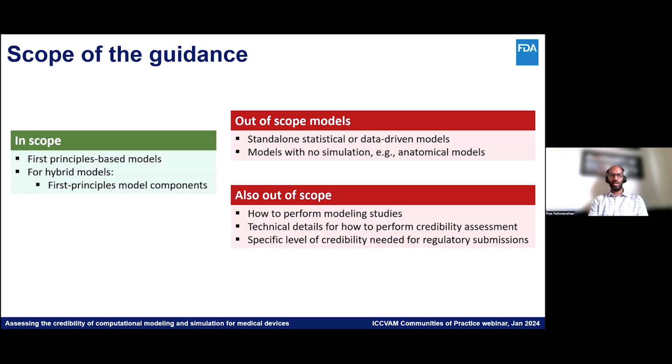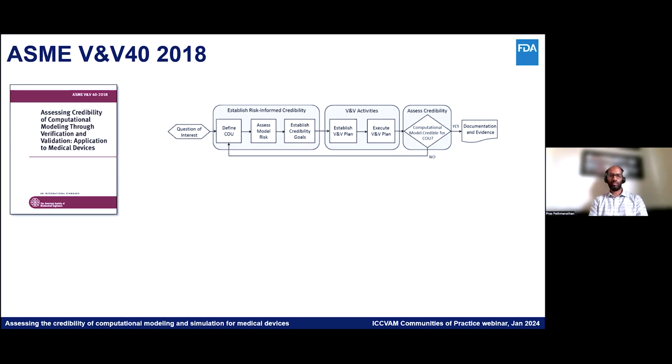The scope of the guidance, as I mentioned, is first principles-based models and hybrid models. For hybrid models, the first principle components. Out of scope are standalone statistical or data-driven models, models with no simulation at all, just purely anatomical models. And it's also a very general guidance. So it doesn't provide specific information on how to perform a modeling study or technical details on how to perform the credibility assessment. And it doesn't provide levels of credibility needed for any type of regulatory submission. Because it's so general, that's going to be very case dependent.